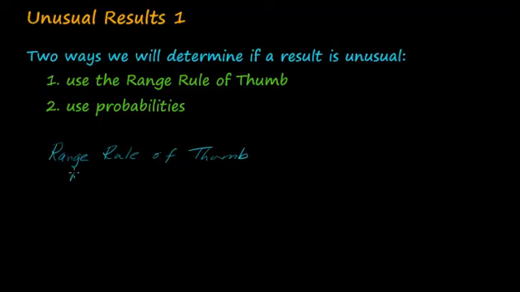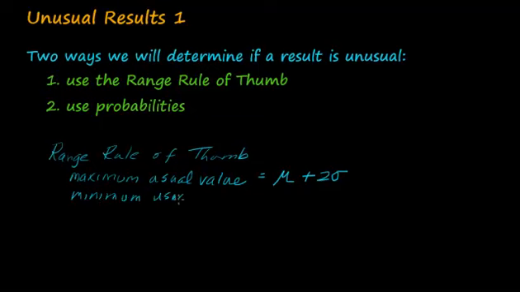says that the maximum usual value is equal to the mean plus 2 standard deviations. So we've kind of talked about this before, saying that if you're within 2 standard deviations of the mean, those are our usual values. Okay, that's where 95% of our data lie. The minimum usual value goes the other direction. Now we're 2 standard deviations below the mean.